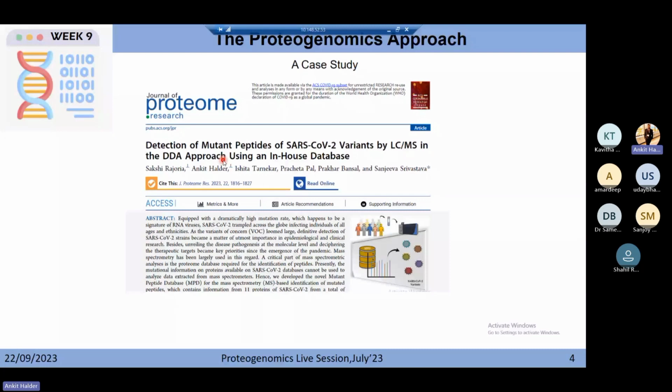So the concept that we were talking about, the construction of the customized database for the understanding of the human proteins for the tumor specific diseases. Here we showed that we can detect some mutant peptides of the SARS-CoV-2 variants using an in-house database, and that too from clinical samples. Clinical samples means from a person affected with COVID positive, from his or her swab or plasma, we can detect the mutant peptide. So from there you can understand that you can correlate.